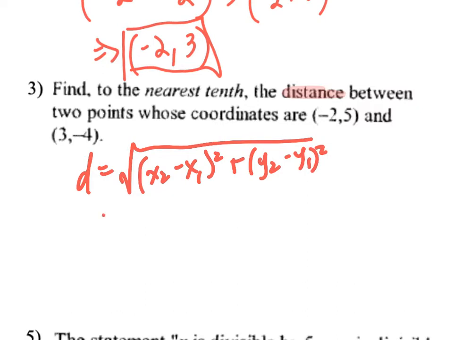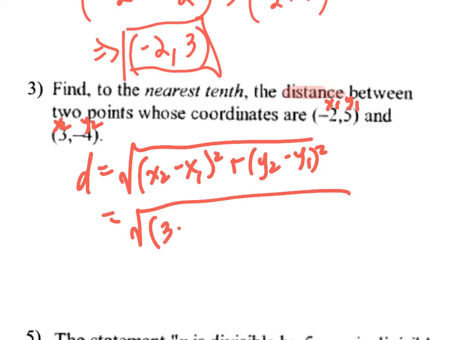And so when I actually substitute these values in, right, I have that my x1 is -2, this is my y1, my x2, and my y2, right? So I'm going to just substitute those values in. So I have, let's see, (3 minus -2) squared plus (-4 minus 5) squared, right?